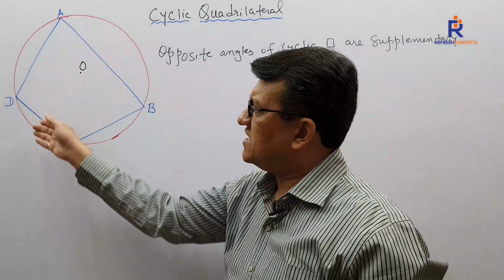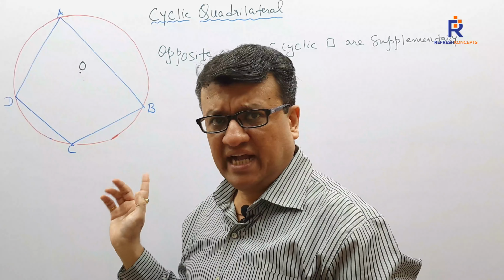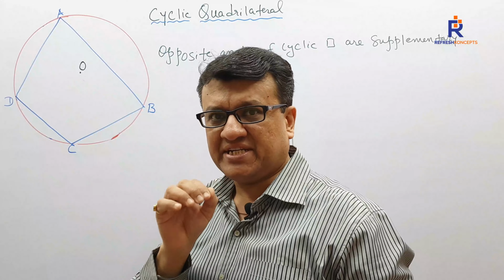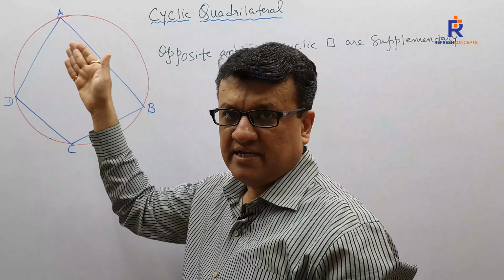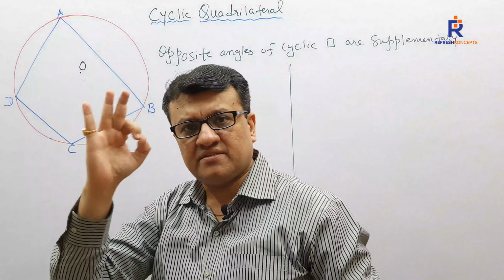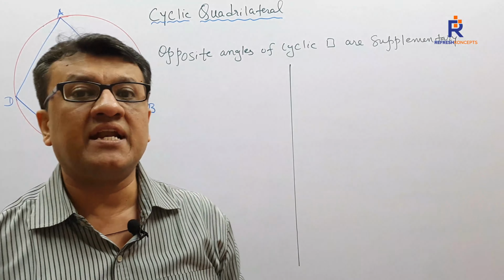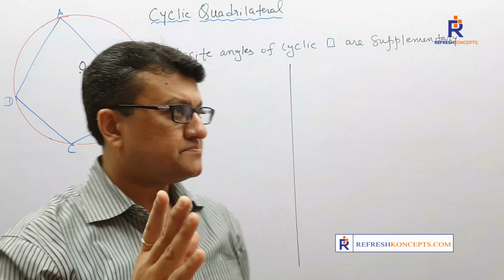Can I say the given figure, quadrilateral ABCD, is any random quadrilateral? I have not drawn any specific rectangle, parallelogram, square, rhombus. No, it is a random quadrilateral. Are all the four vertices lying on the circumference? Therefore, it's a cyclic quadrilateral. This is the definition of cyclic quadrilateral.